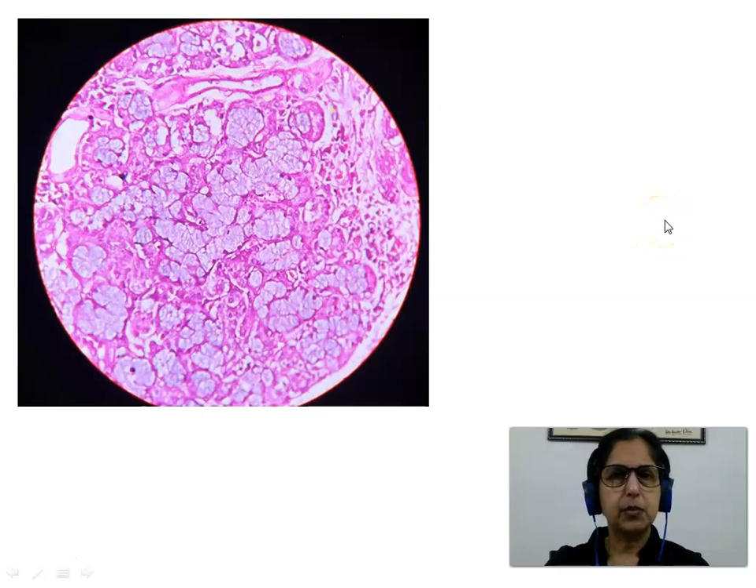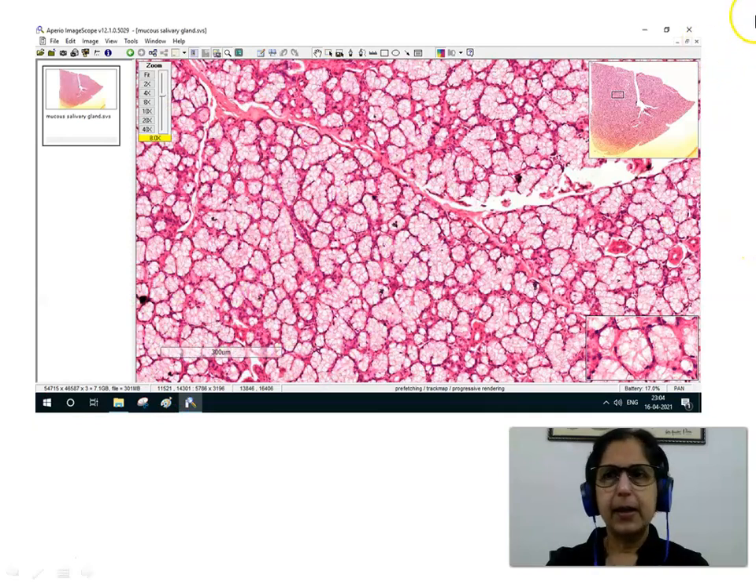So when we see predominantly mucous acini with clear cytoplasm and wide lumen, we identify the slide as a mucous salivary gland. An image scope image of a mucous salivary gland. We can see there are so many mucous acini seen, with hardly any serous acinus seen here. We see the interlobular connective tissue. So this we identify as a mucous salivary gland, a duct seen here.